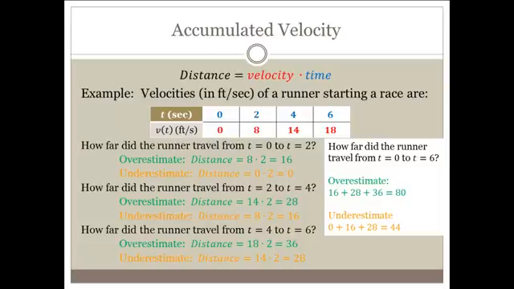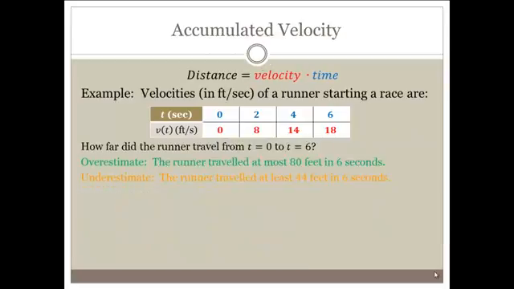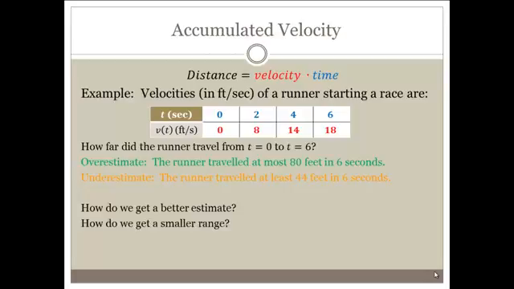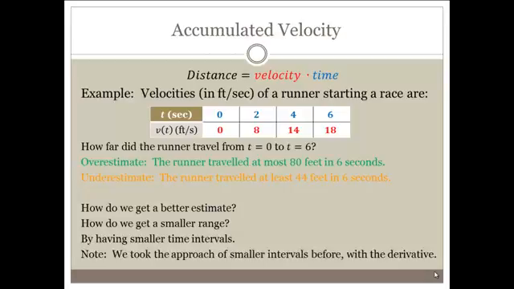The problem is, this is a pretty big range. So the question becomes, how do we get a better estimate? Or in other words, how do we get a smaller range of possible distances? We will do this by calculating the distances over smaller time intervals. It's worth pointing out that we took this approach of using smaller intervals before with the derivative.